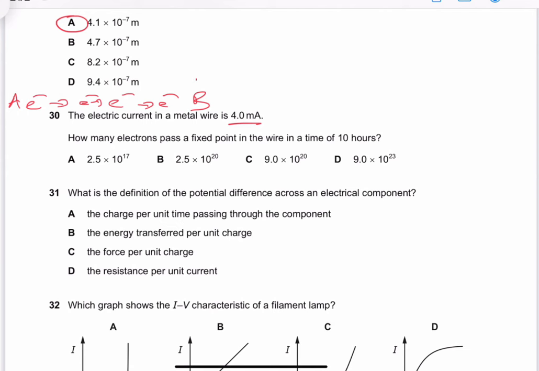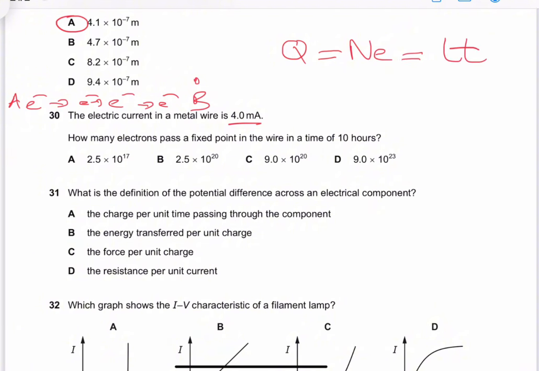So if we look at this point, if 5 electrons pass, that has an effect on the current itself. If 5 electrons pass in a period of 10 hours, that has an effect on the current. It tells me something about the current. So whenever you see these kinds of quantities, you should think of one equation only, right? So Q is equal to Ne, which is equal to IT.